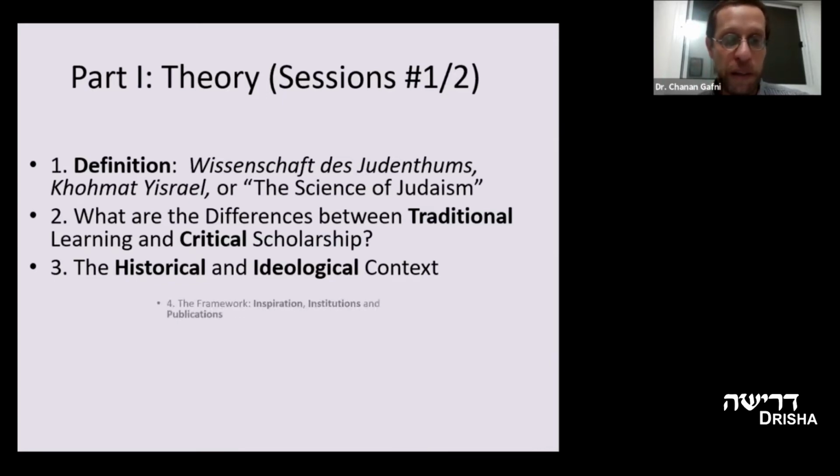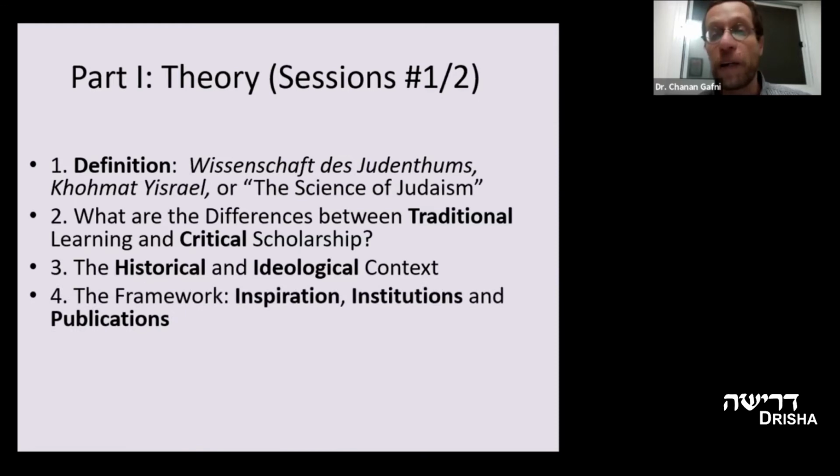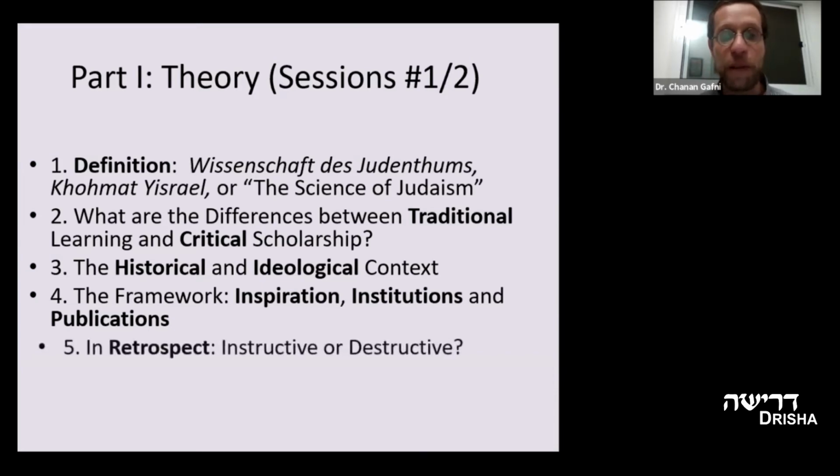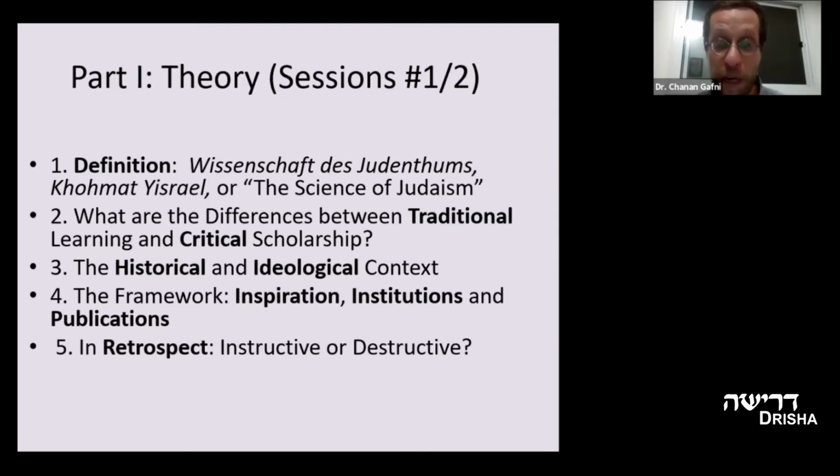We spoke about the framework. How did Jews get exposed to critical studies? In what type of institutions did they operate? How did they publicize their ideas? And finally, we spoke about the way that Wissenschaft des Judentums, or Jewish studies, was perceived later on in the 20th century. How did 20th century scholars view this whole project? So this is what we've done so far.